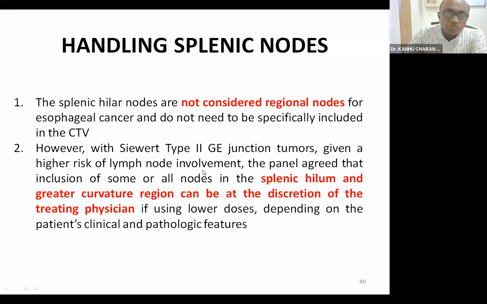Splenic node, do you treat? Yes, no, no, yes. It is not considered a regional node, but if there is a Siewert type 3, splenic hilum and greater curvature can be included at the discretion of the treating physician. So it is not a strict indication, but if there is a lower esophagus Siewert type 3 or 2, you can include.